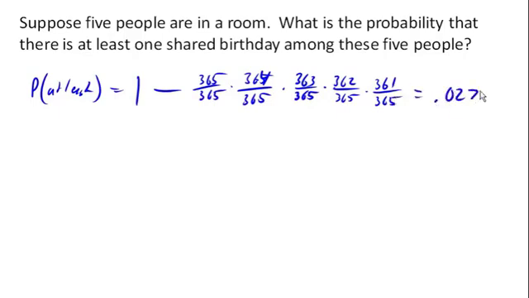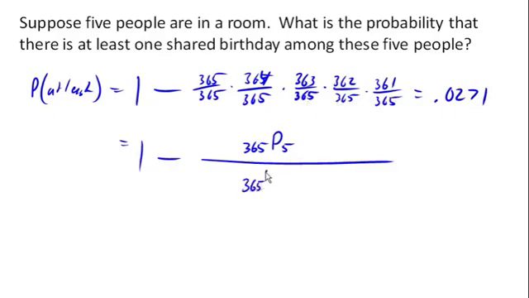But we could simplify this a lot if we notice that the numerator here is just 365 P 5. From 365, how many ways can we pick 5, or how many orderings are there? And in the denominator, we've got 365 multiplied together 5 times. That's 365 to the 5th power. And computing that, we get exactly the same answer that we had there.